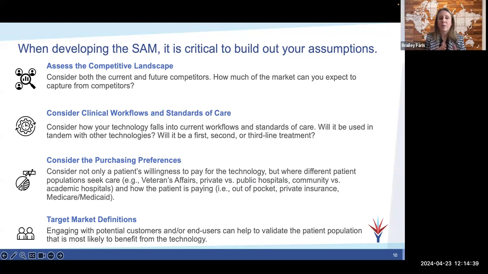And finally, the target market definitions, or different patient populations that you could reach. Engaging with potential customers or end users of the technology can help to validate different target populations that are most likely to benefit from the technology. And again, that is another assumption that could be baked into this SAM. So these are just some examples, but for any segmentations that you make, it is critical to build out those assumptions and validate them with additional research or primary stakeholder interviews.